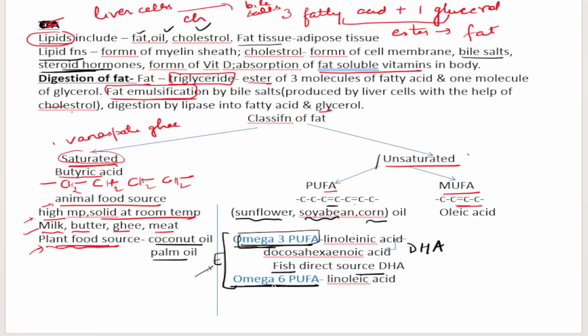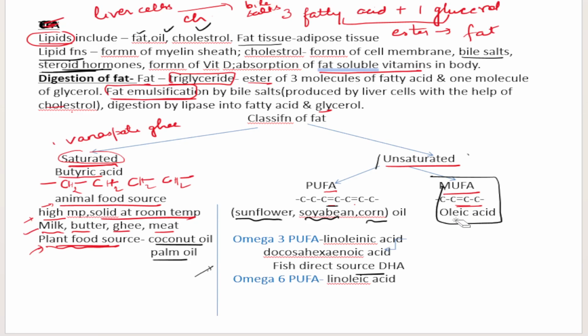Then we have omega-6 polyunsaturated fatty acid. An example of omega-6 polyunsaturated fatty acid is linoleic acid. Then we come to monounsaturated fatty acid. An example of monounsaturated fatty acid is oleic acid, which is there in olive oil.